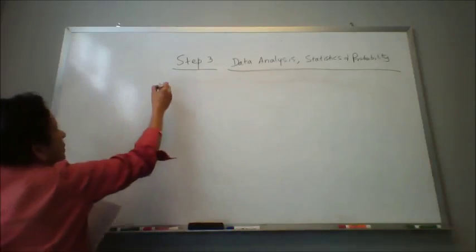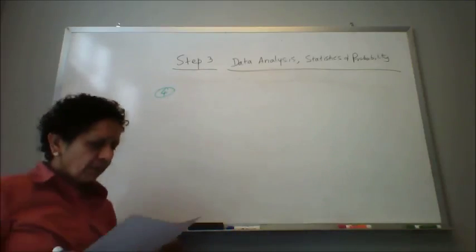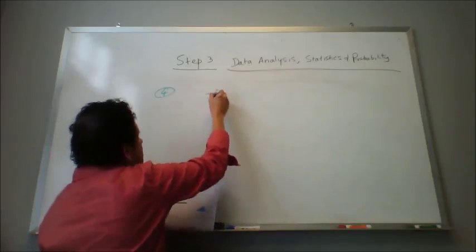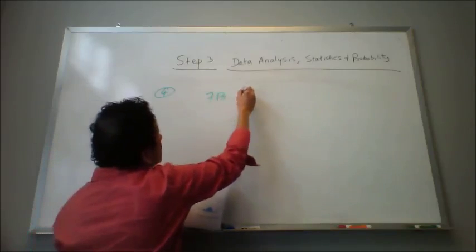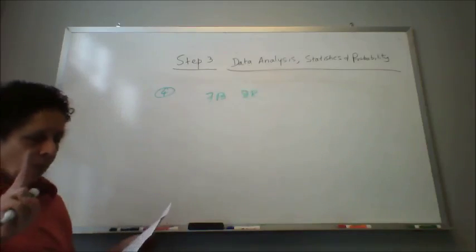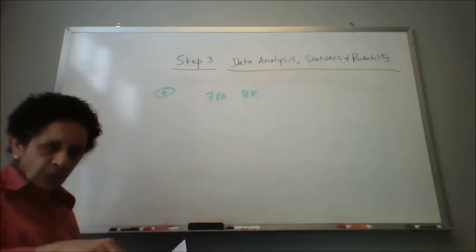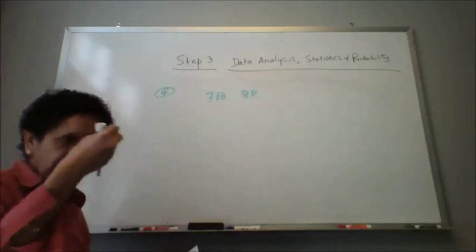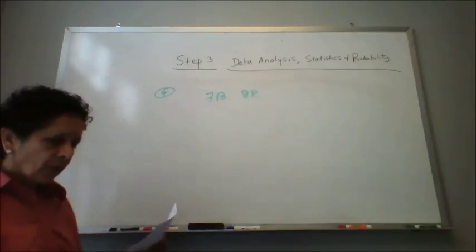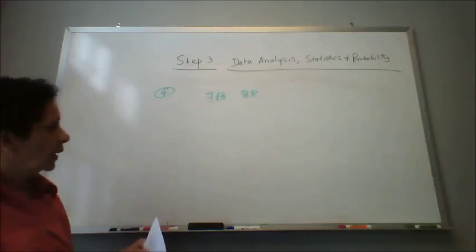Okay, problem number 4. There are 7 blue balls and 8 red balls in a jar. So immediately you need to write it down: 7 blue and 8 red in a jar. If you draw 2 balls with replacement, so you take a ball, look at the color, put it back, take a ball again, look at the color and put it back, what is the probability that both of them are red?